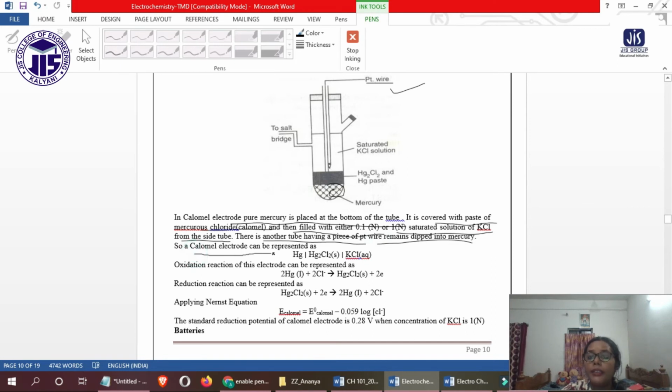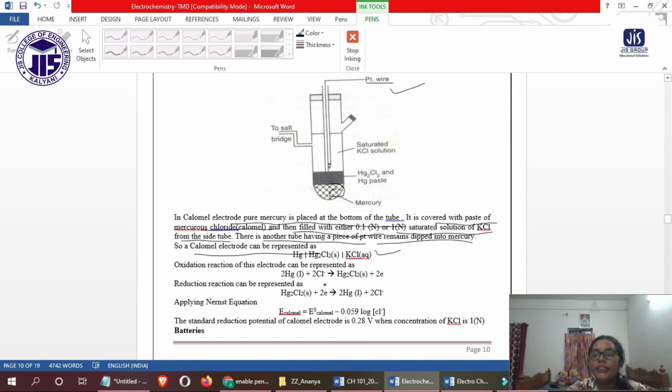So a calomel electrode can be represented by this equation: mercury, single bar, mercurous chloride solid, single bar, KCl aqueous. As the conditions are standard, the strengths are not mentioned here. Now we will see what the oxidation and reduction reactions are that we have.